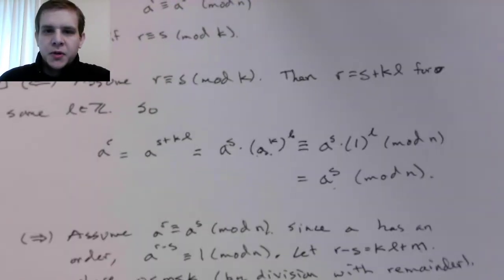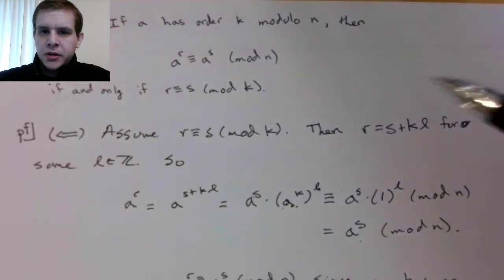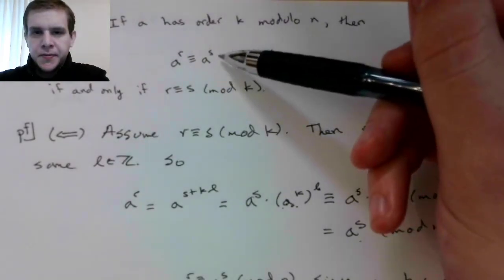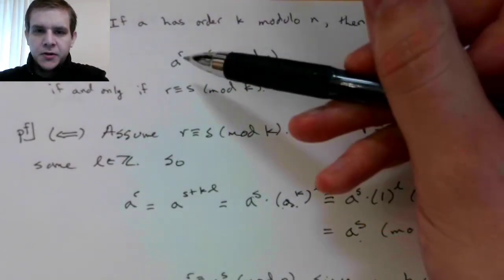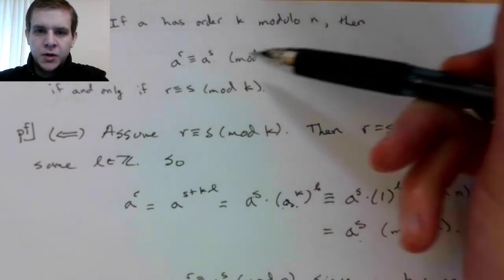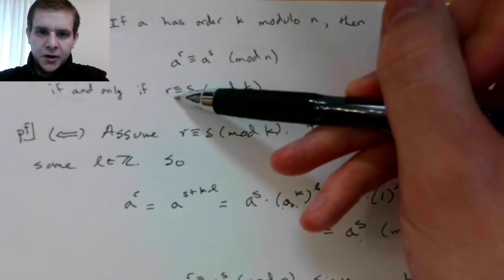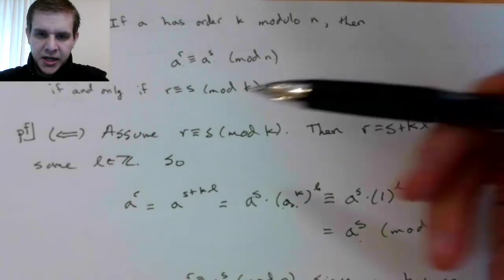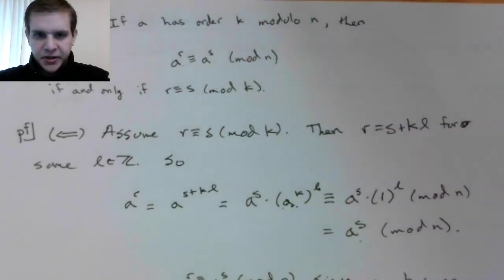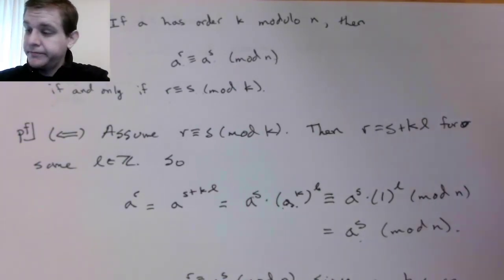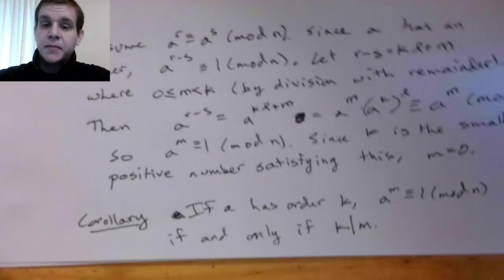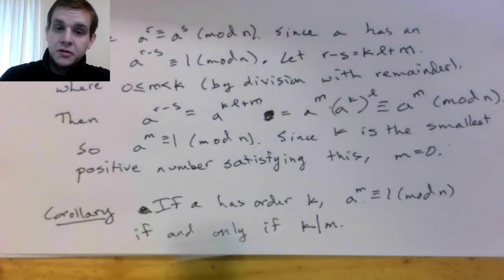And that's just what you get here when you take s equals 0. If you take s equals 0, you get a to the r is congruent to 1 mod n if and only if r is congruent to 0 mod k. And r being congruent to 0 mod k is just that r is a multiple of k. Right? r minus 0 is divisible by k. So this, I think, is the main way that you apply this previous theorem.